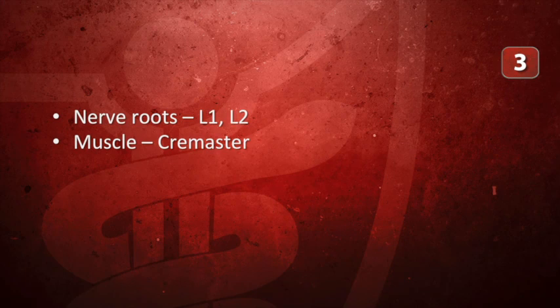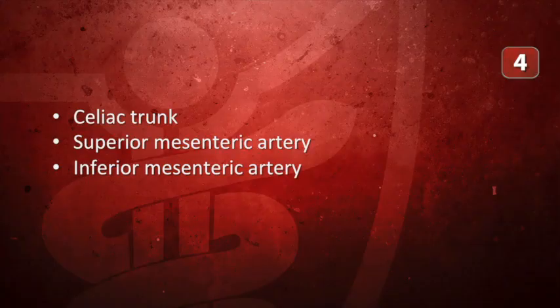Next, which nerve roots give rise to the genitofemoral nerve, and which muscle does this nerve innervate? Well, the nerve roots are L1 and L2, and the muscle innervated is the cremaster muscle. Next, what are the three unpaired arteries off the abdominal aorta? So the three unpaired branches are the celiac trunk, the superior mesenteric artery, and the inferior mesenteric artery.